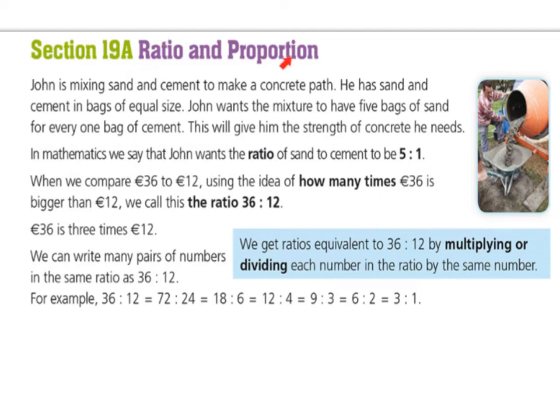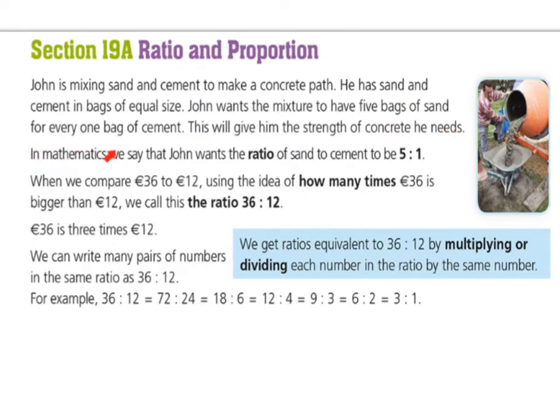Ratio and proportion. John is mixing sand and cement to make a concrete path. So here's John, and he's mixing up the sand and cement because he wants to make a concrete path. He has sand and cement in bags of equal size. John wants the mixture to have 5 bags of sand for every 1 bag of cement. This will give him the strength of concrete he needs.